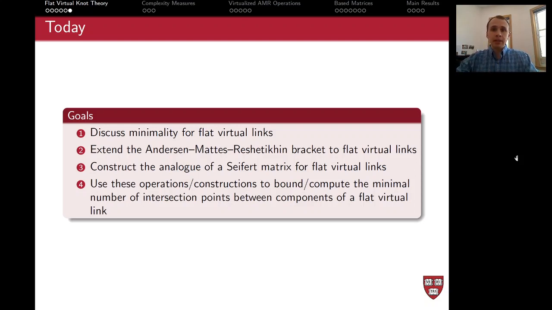I'm going to start, before we dig into that though, just to really outline our goals, we need to talk about minimality for flat virtual links, because there are some key differences here that give us some extra information that we can leverage in other ways. But then I do want to extend the AMR bracket. I'm going to construct Seifert-type matrices for flat virtual links. And then in the last section, I want to use primarily the results from sections 2 and 3 to bound or compute the minimal number of intersection points between two components of a flat virtual link.